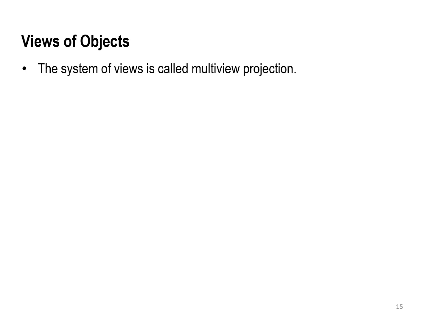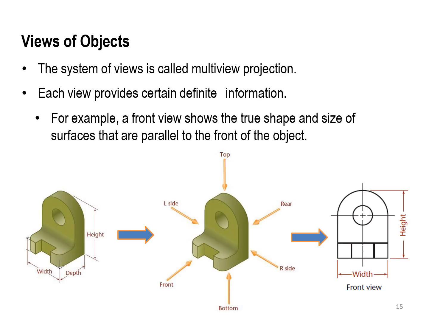The system of the views is called multi-view projection. Each view provides certain definite information. For example, a front view shows the true shape and size of the surface or surfaces that are parallel to the front of the object.